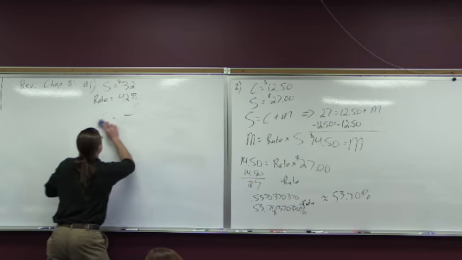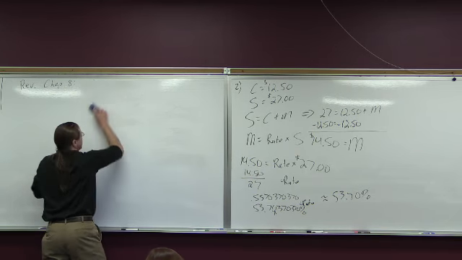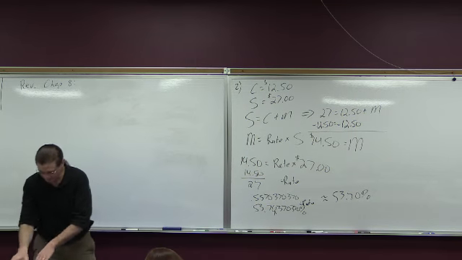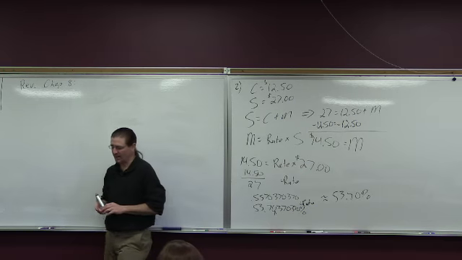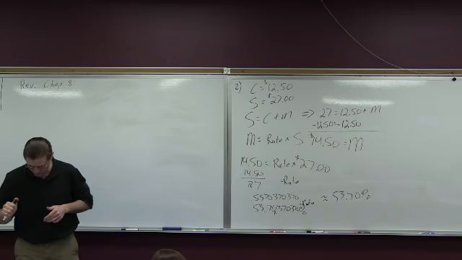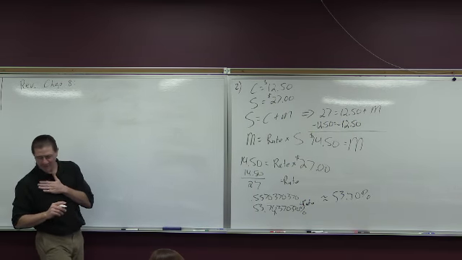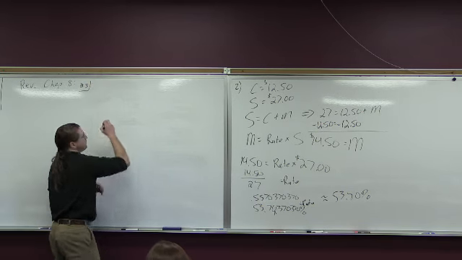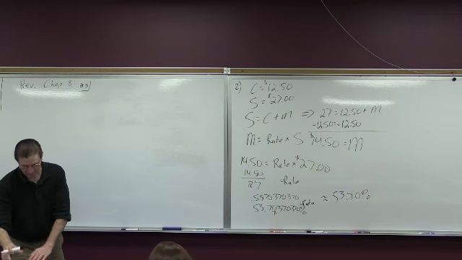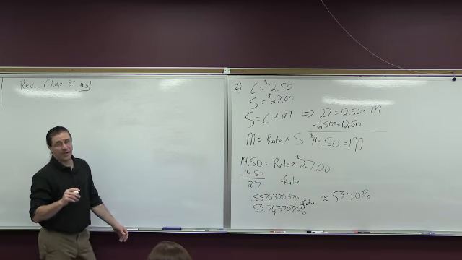Alright, so the next one. I sold the car for $12,225. I marked it up 30% by price. How much did I pay for it? All right, so I sold the car for $12,225.